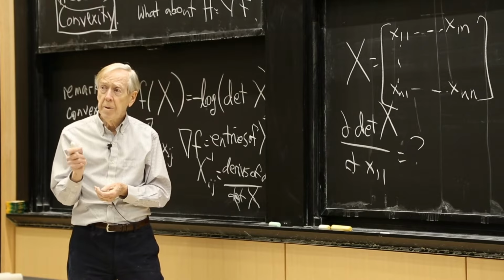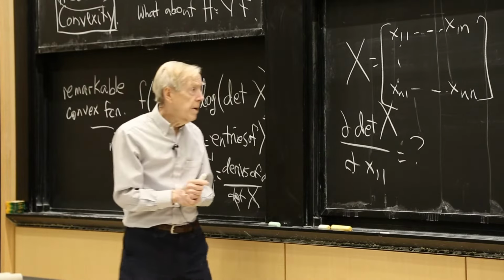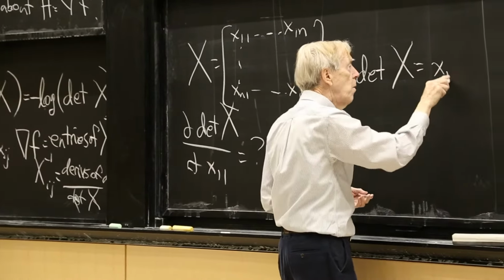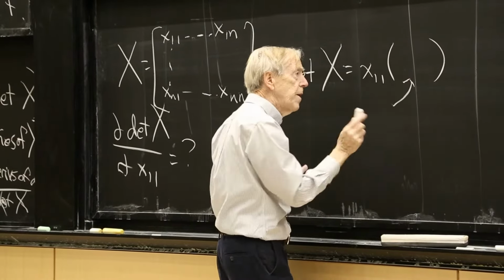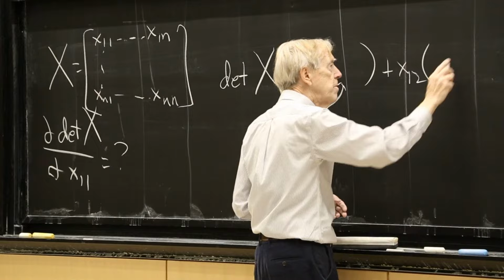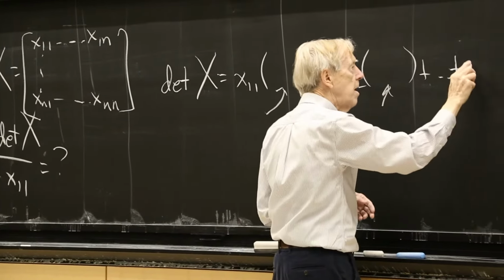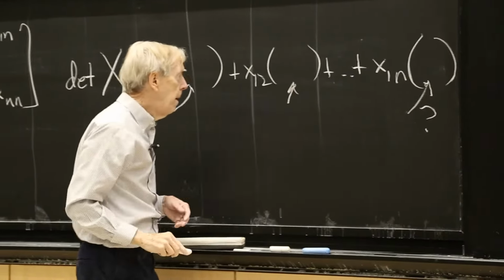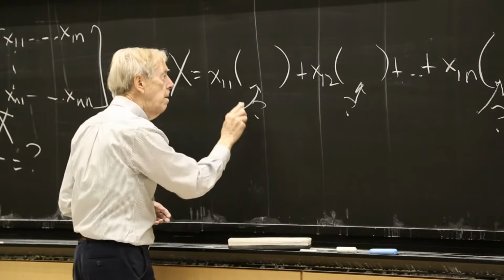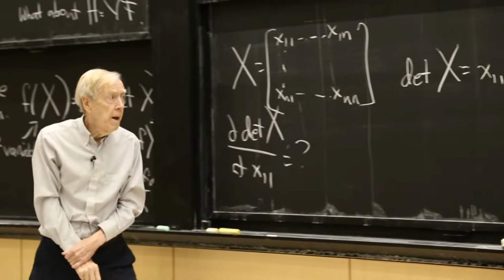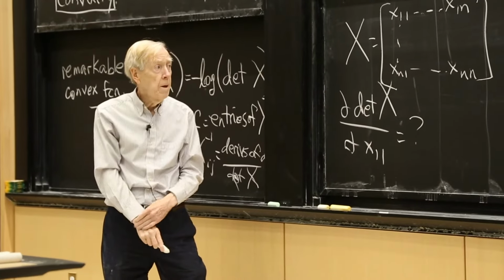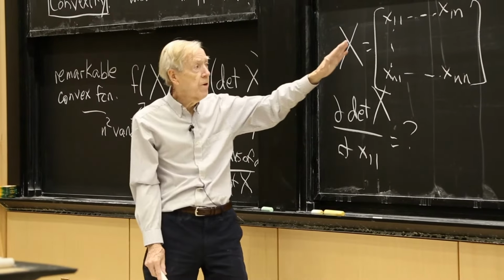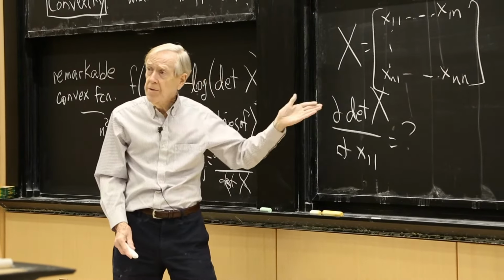You remember that there's a formula for determinants. So I need that fact. The determinant of x is x11 times something, and it's that something that I really want to know, plus x12 times another something, plus, say, along the first row, times another something. What are these factors that multiply the x's to give the determinant? A linear combination of the first row times certain factors gives the determinant.